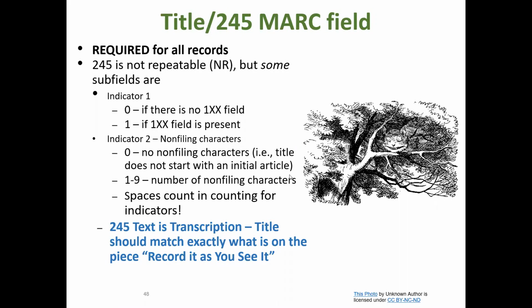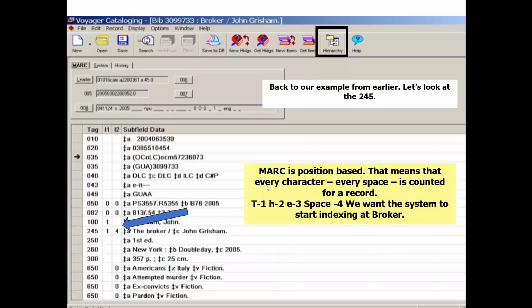The text is transcription. So for those of you who are copy cataloging, the text should match exactly what you see on the piece. If it does not, you need to look very carefully at the rest of your record. For those of you doing original cataloging, record it as you see it, as it appears on your item. We talked about the MARC position already, and I just wanted to show you what that looks like. So there's our 4, showing that we're going to count over for "a." We want the system to start indexing at "broker."